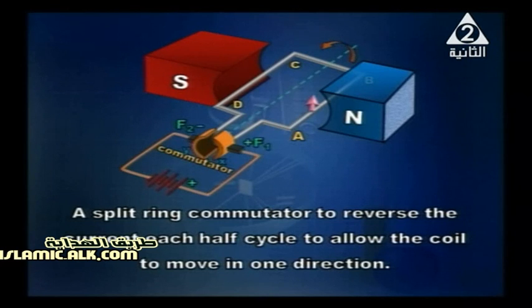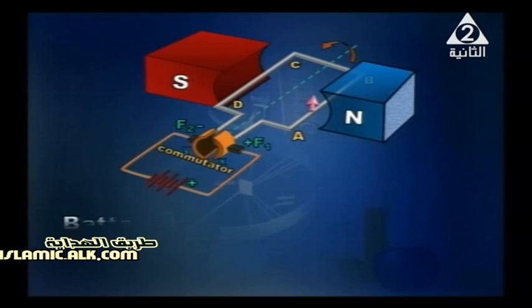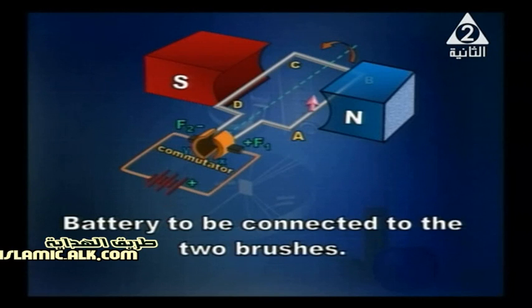What about the function of the commutator in the motor? It reverses the direction of the current each half cycle, which means twice a cycle, to allow the coil to move in one direction. And of course, we've got a battery. And never forget, it changes electrical energy into mechanical energy.